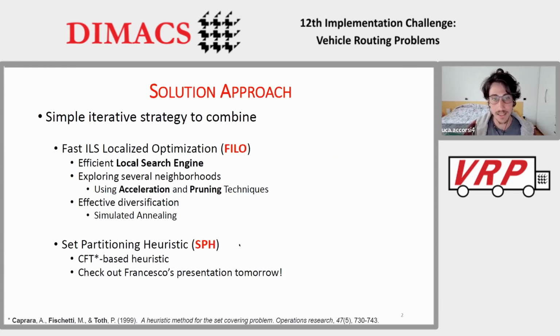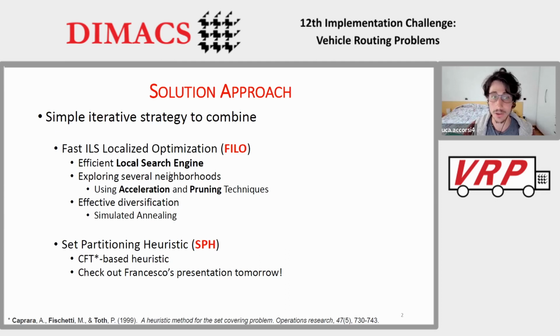So our idea is fairly simple, actually. We just combined two existing algorithms, one for the CVRP, FILO in particular, and the other for the set partitioning, so a fairly straightforward strategy. And we devised a control strategy on top of them. Let me explain a little bit what these two algorithms are.